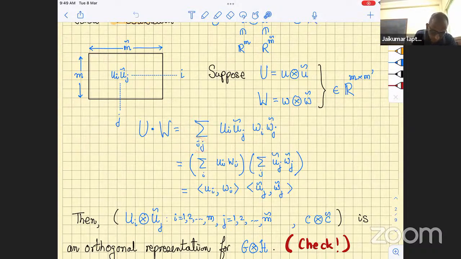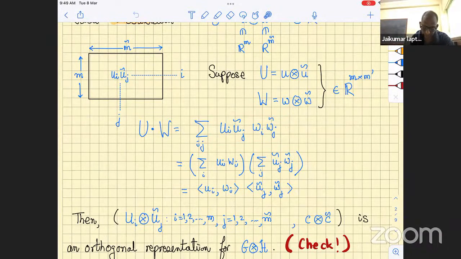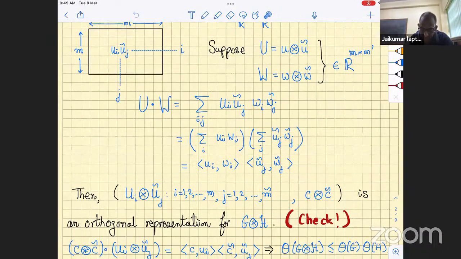That means you run through all pairs ij, and you compute this quantity, which is here, and compute this quantity, which is the corresponding quantity of the other tensor, and you add them up. Now, it is easy to see. I mean, by now you have done this so many times. These two depend on i, these two depend on j, and you see that every pair ij is being included. So you can factorize this like this. That is, every ui and wi you take together, and every uj tilde and wj tilde you take together.